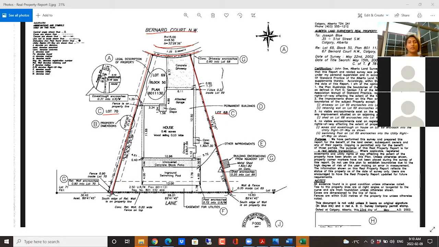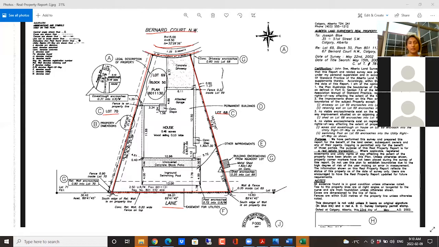So we have boundaries. It shows what street it's on, it shows the sidewalk, and it also shows us the back alley here. See, it says lane, so there is a back alley or a lane in the back of the house as well. Now let's take a look at the property itself.